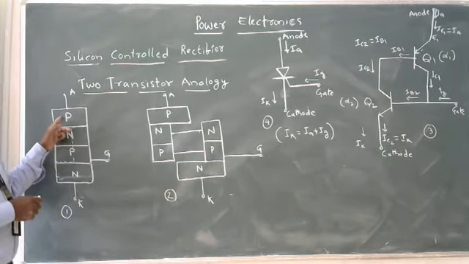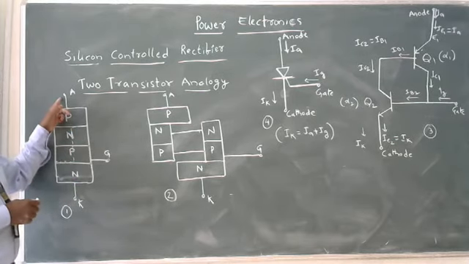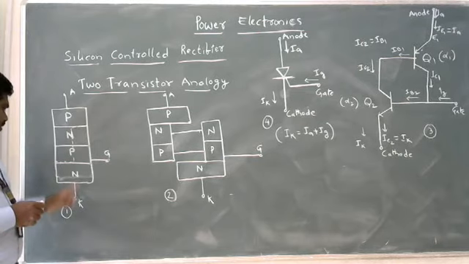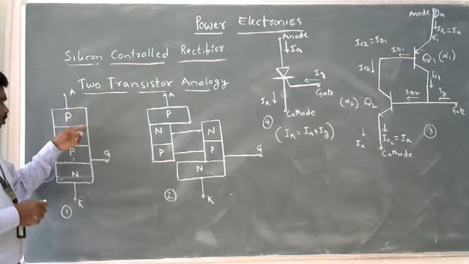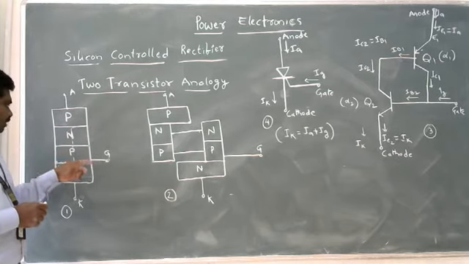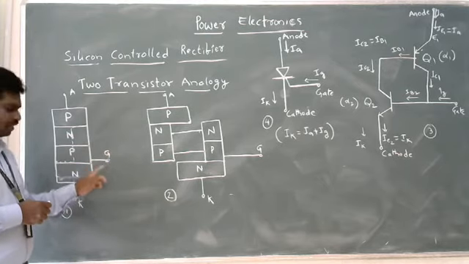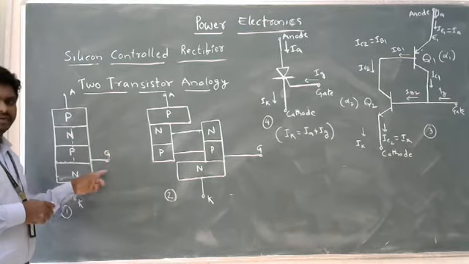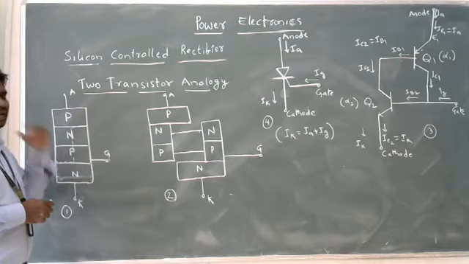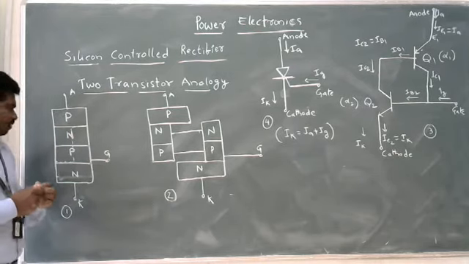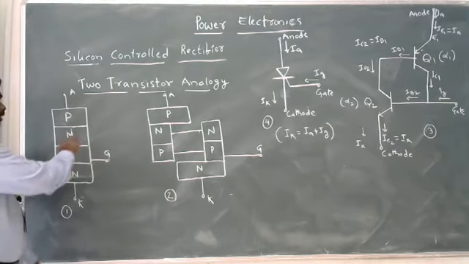This is my SCR structure, PNPN. So here are my three terminals: anode terminal, cathode terminal, gate terminal. As we know, there are three junctions: J1, J2, J3. We call this gate the cathode gate because this gate terminal is placed near the cathode as compared to the anode. Now I am going to split this part into two parts. Look at this.